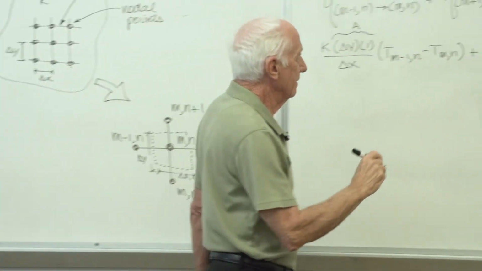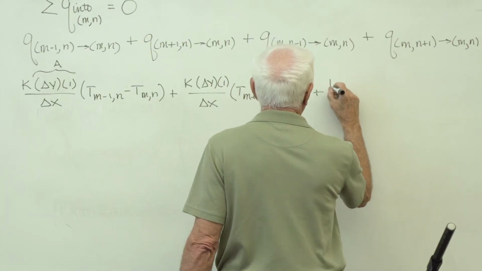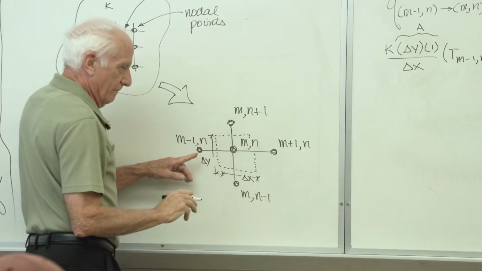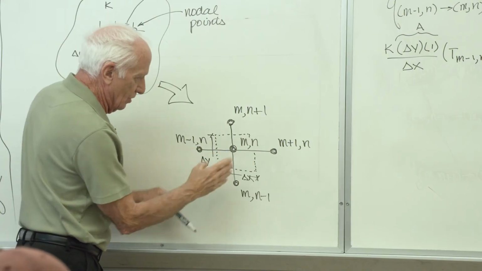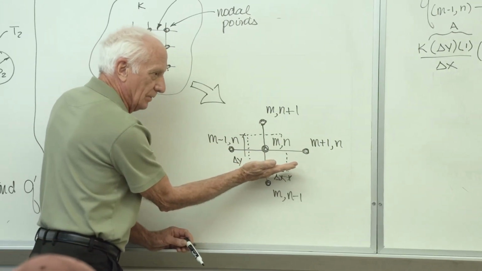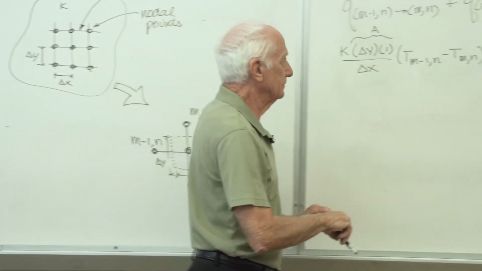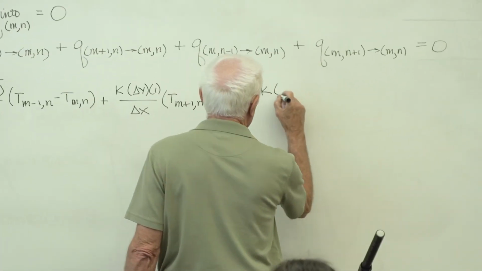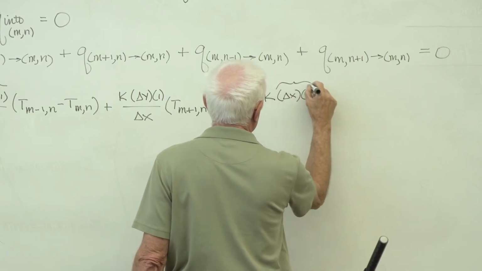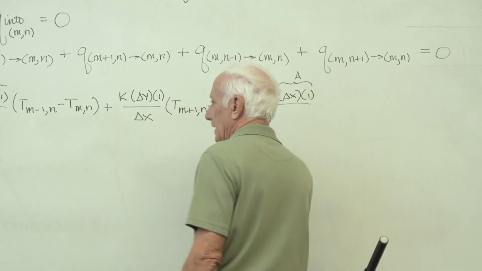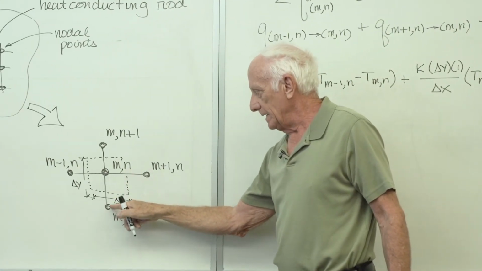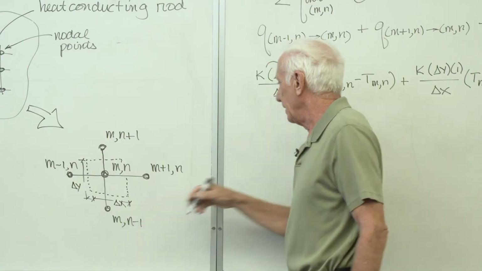Okay, K. Okay, the area changes now. The area for the bottom node to the center node is where my hand is. The area of my hand is delta X times 1, divided by the length over which the heat's transferred. That distance right there, delta Y.